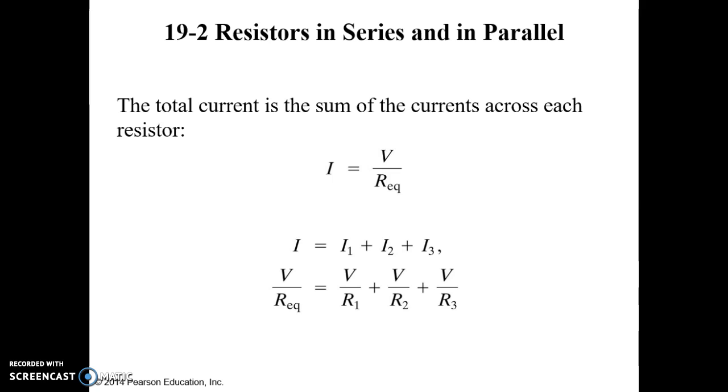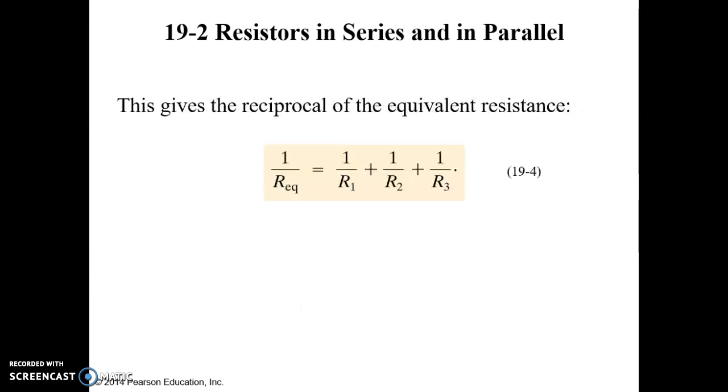The total current can be found by using Ohm's law with equivalent resistance or by adding up currents 1, 2, and 3. Now here's another important equation to write down. This equation is used to calculate the equivalent resistance for resistors in parallel.